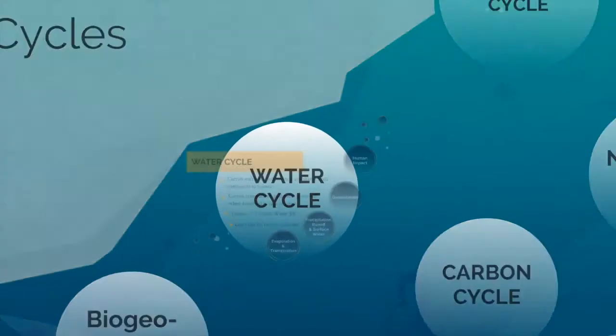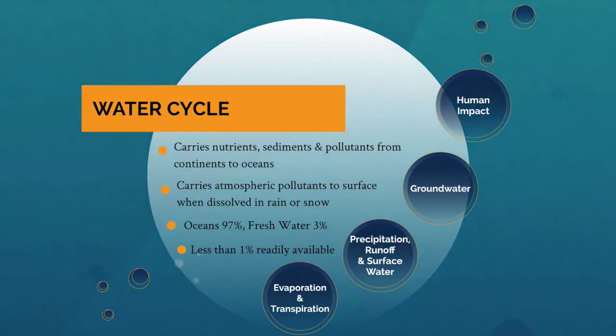Now let's move on to the second part, the water cycle. Water carries nutrients, sediments, and pollutants from the continents to the oceans via surface runoff, streams, and rivers. These materials can be carried for thousands of miles on ocean currents. Water also carries atmospheric pollutants to the Earth's surface when they dissolve in falling rain or snow.